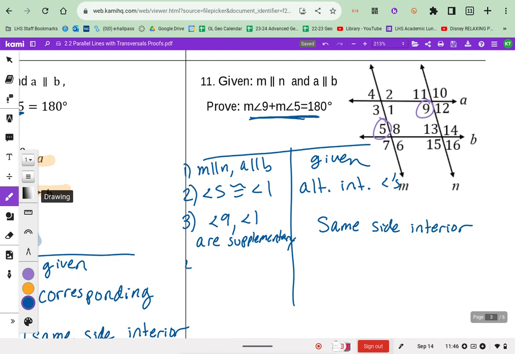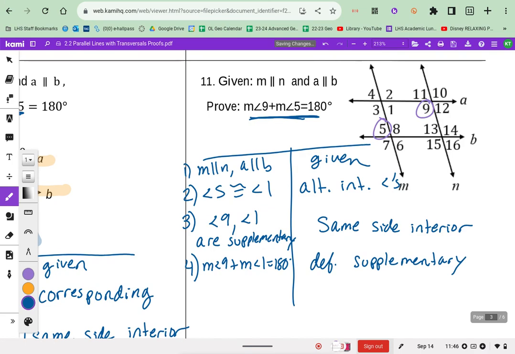So next, I apply the definition of supplementary to say that the measure of angle 9 plus the measure of angle 1 equals 180. And that's by the definition of supplementary. I know it's tempting to combine steps 3 and 4, but they have to be 2 separate steps. You start with the word supplementary, and then you go to the equation by the definition of supplementary. Okay, and then after that, I'm thinking, what is different about this equation than what's in my proof?